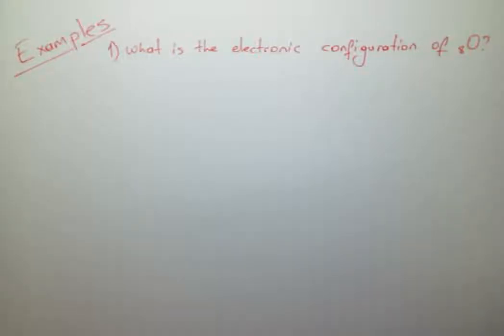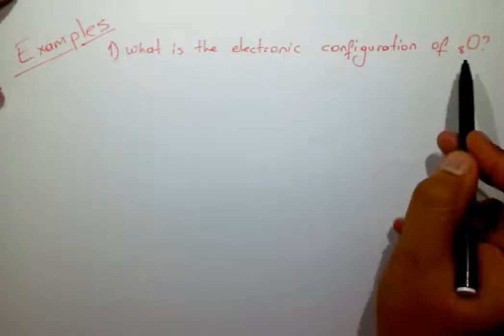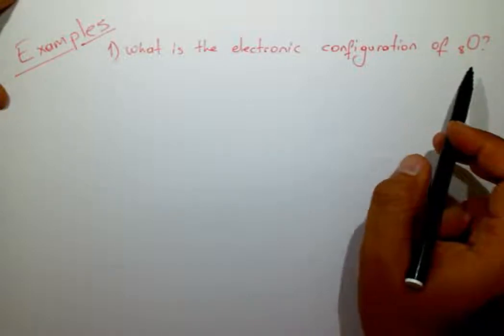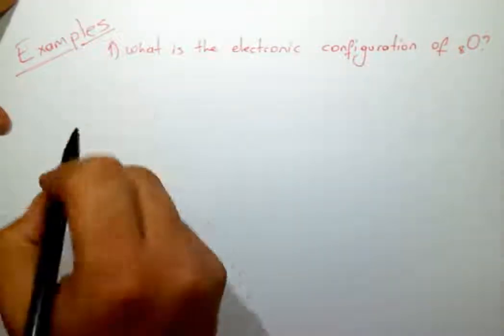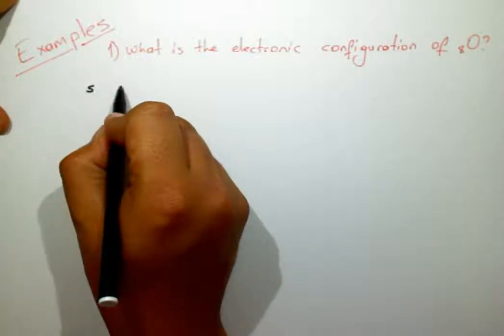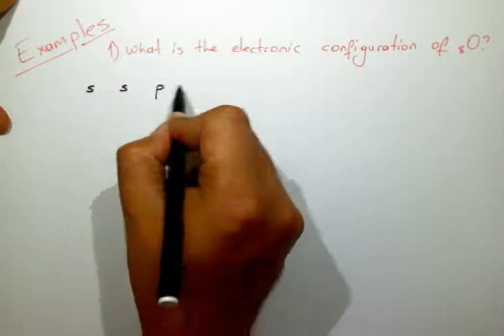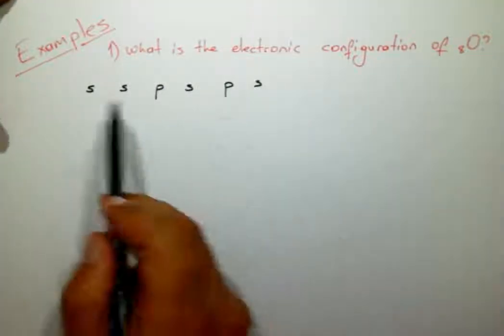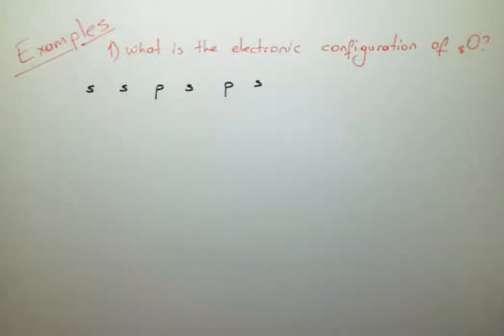Here are some examples about the electronic configuration. What is the electronic configuration of oxygen? Oxygen has atomic number 8, and 8 electrons when it is neutral. So we first start by putting the orbitals, and what was it? s, s, p, s, p, s. We don't need more. Actually, this is more than what we need.